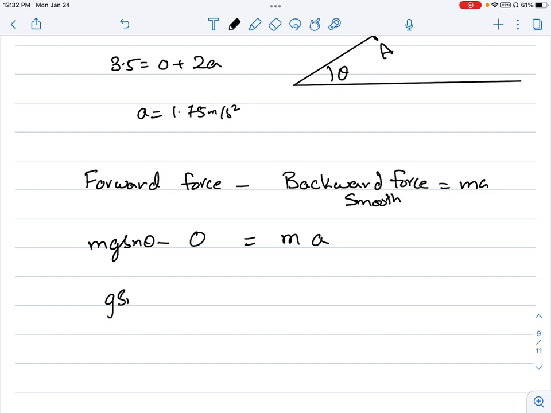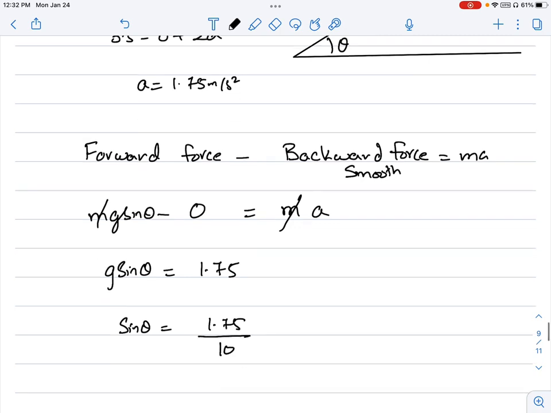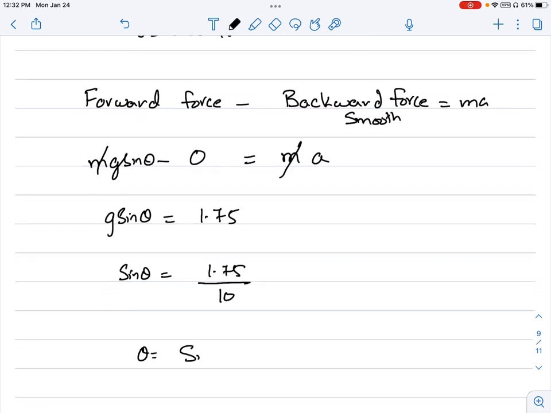So g sine theta, m cancels, is equal to a. a was 1.75. So sine theta is equal to 1.75 divided by g. So theta is equal to sine inverse of 1.75 by 10. Simplify using the calculator. You should be able to get the angle as 10.1 degrees.